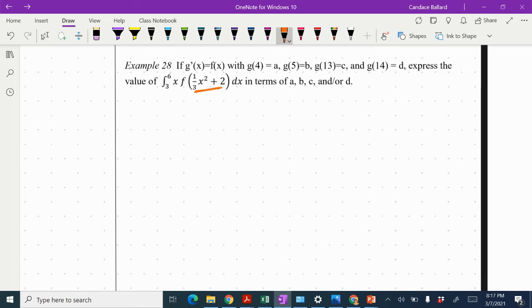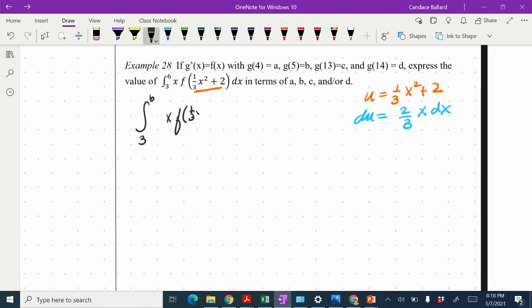So this thing here is going to be our u, okay? So u equals 1/3 x squared plus 2. That means that du is equal to 2/3 x dx. So I don't have the 2/3, so I'm going to rewrite a little bit to make it bigger. So we're going to go from 3 to 6 of x f of 1/3 x squared plus 2 dx. Okay, we know this is the u. We know we've got an x dx, and I have to add in a 2/3, which means outside I'm going to add in a 3/2, because 2/3 times 3/2 would be 1. So I'm not changing it in any way. All right, we're going to rewrite.